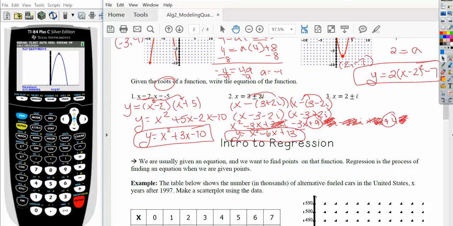So all I'm doing is going backwards. I gave you the roots, the x-intercepts. You're going backwards to determine what the equation would be. So I want you to pause this video and I want you to try number 3. And when you finish with number 3, I will put my answers on the board.